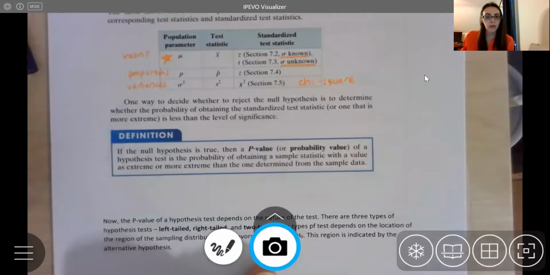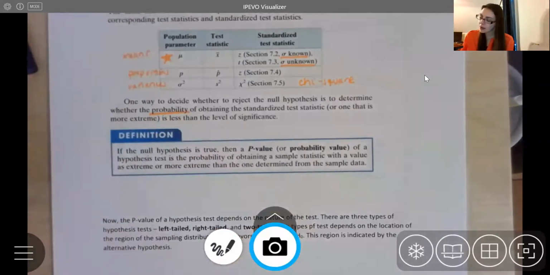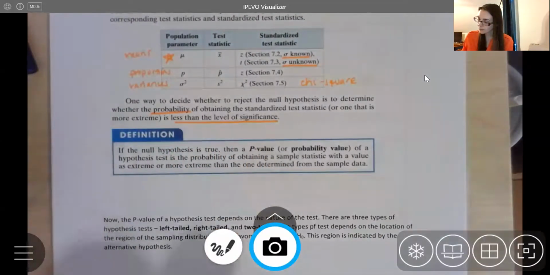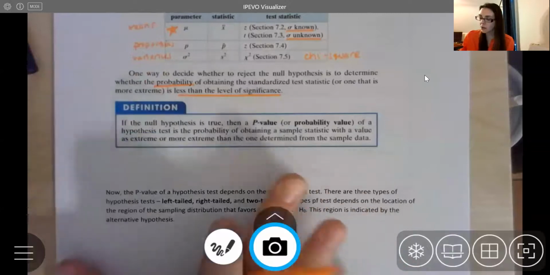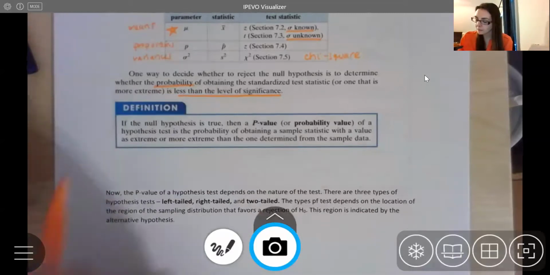One way to decide whether to reject the null hypothesis is to determine whether the probability, so probability is coming back here, of obtaining the standardized test statistic is less than the significance level. And I'm going to show you two ways to hypothesis test in the next couple video chapters, really. But the p-value method tends to be a really popular one because we can use technology rather easily there. So I'll show you two different ways you can test, but the p-value again tends to be very popular.